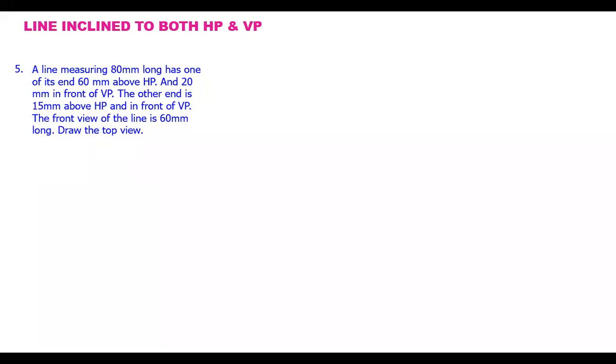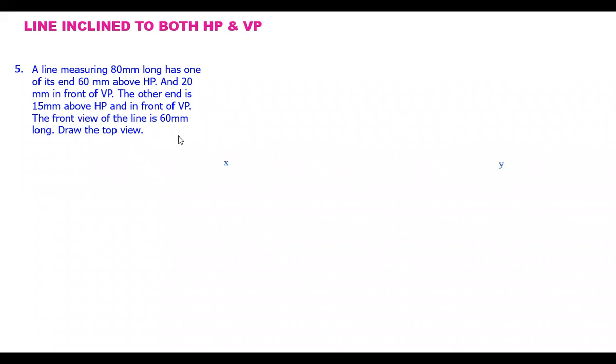We are seeing the lines inclined to both the planes. Let us see another problem in this. A line measuring 80 mm long, that means its true length, has one end 60 mm above HP, 20 mm in front of VP. One end position is given. The other end is 15 mm above HP.